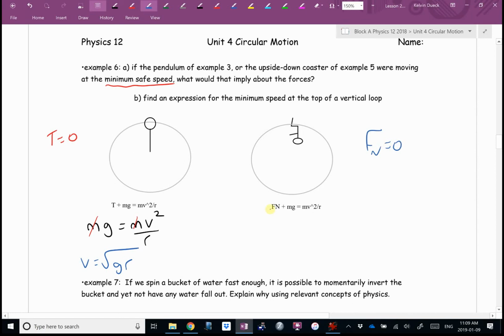And so we get mg equals mv squared over r. Oh, you know what? We get the same expression, Mr. Dueck. The minimum safe speed for a roller coaster is the square root of grr. I guarantee ride engineers know that one, right? And you would build a huge safety margin in.